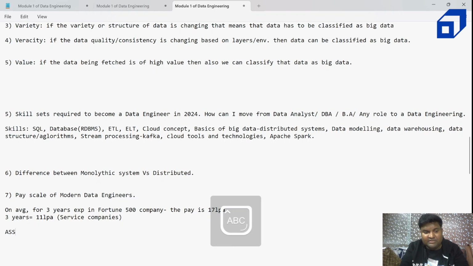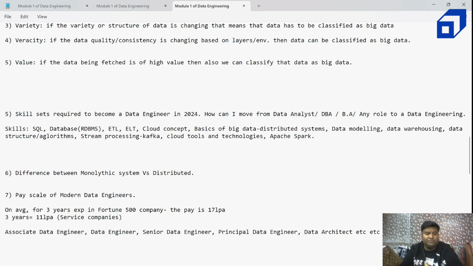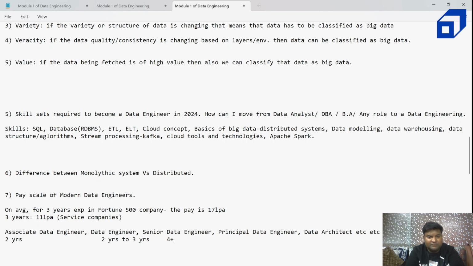There are designations like associate data engineer, data engineer, senior data engineer, principal data engineer, data architect, etc. So associate data engineer is up to 2 years, data engineer 2 years to 3 years, and senior anything 4 plus to 7 years, I can say.